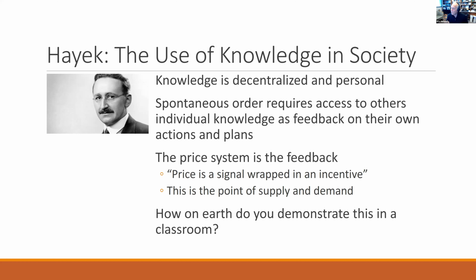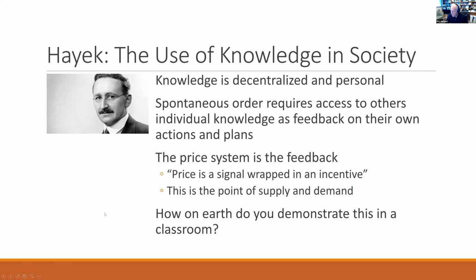It's the price system. And a friend of mine, Alex Tabarrok at George Mason, had this great quote, which is a price is a signal wrapped in an incentive. So that basically, if the price of oranges goes up, Jeff wants to supply more oranges. I want to buy fewer oranges. And that's supply and demand, which raises a really interesting question. How do you demonstrate this in a classroom? And the answer is usually I would just draw supply and demand on the board. We're off to the races.